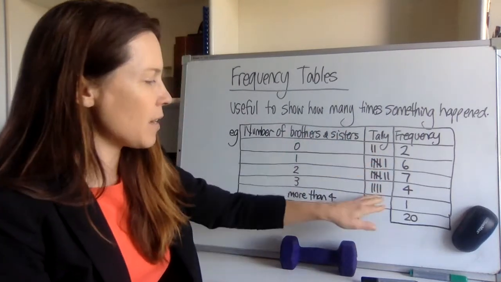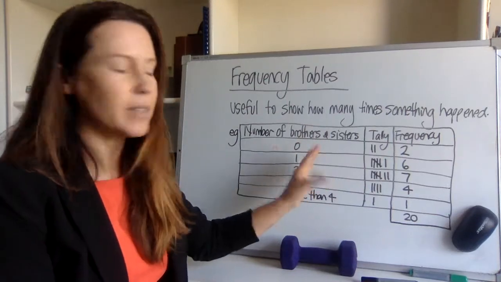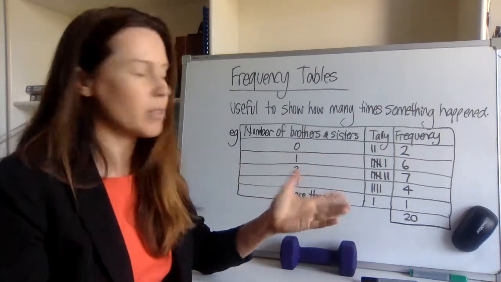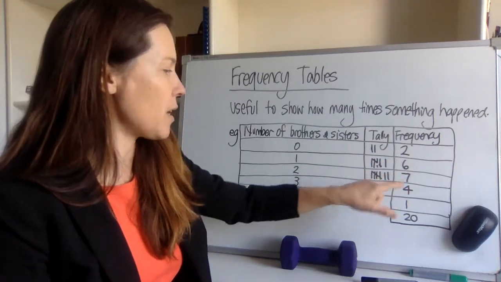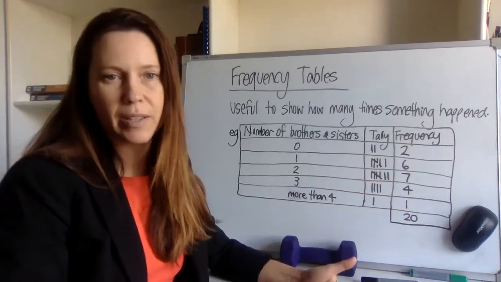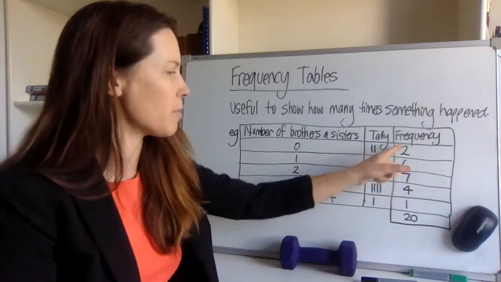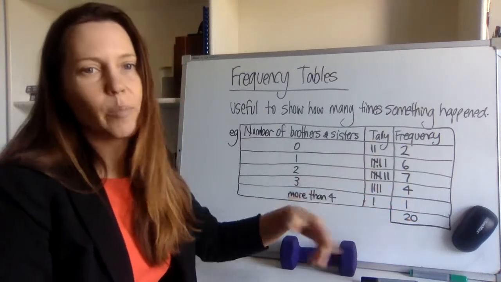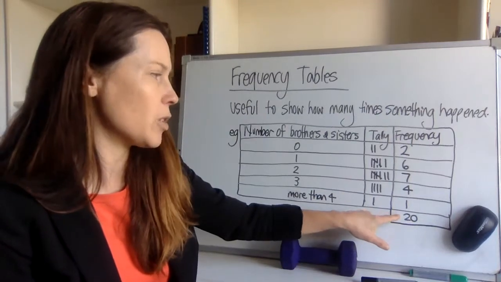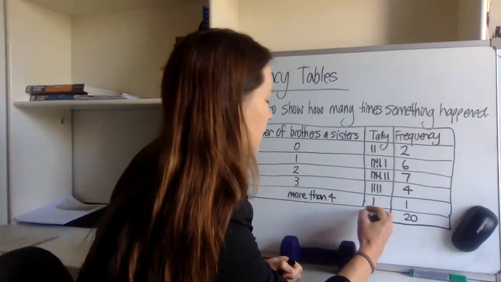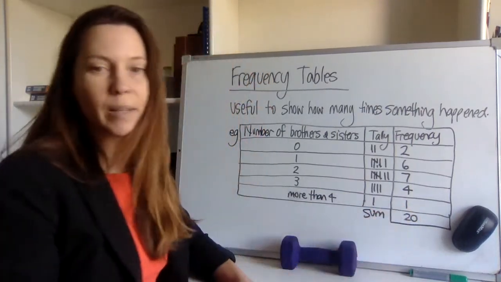At the end of doing my survey of the class, I'd say, right, what were the results? Okay, we had 2 people here, 6 here, 7, and just writing them with numbers is a nice way to finish off, because that is much easier to read than the tally, but the tally is a really handy way to record it. At the bottom, you can even include the total, or the sum, and see that there were 20 people in this survey.